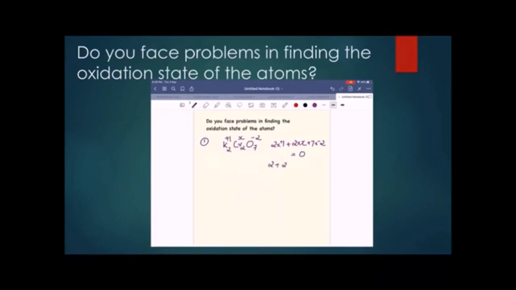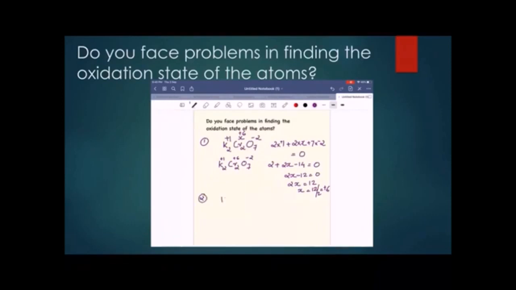So 2 plus 2x minus 14 equal to 0. 2x minus 12 equal to 0. 2x equal to 12. X equal to 12 by 2, which is +6. So here the oxidation state of chromium is +6. So we can write the oxidation state of all the atoms in potassium dichromate: K2 +1, Cr2 +6, O7 -2. If you want to check whether you have done it in the right way, you just add all the oxidation states of all the atoms, then you should get the value as 0.